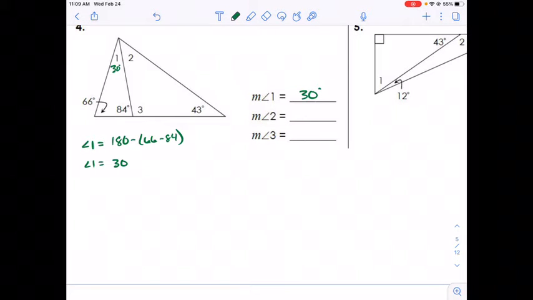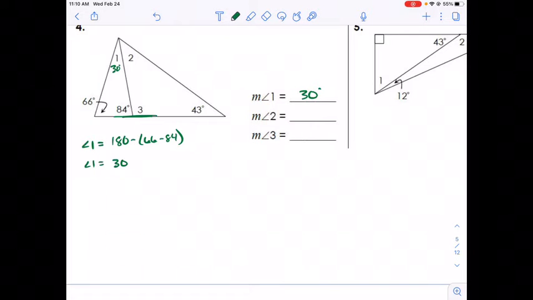Now, the quickest way to find, we could find angle 2, because 84 is the exterior angle for angle 2 and 43. One other way to look at angle 3 is, notice that these two form a straight line here, 84 and angle 3. That means they're a linear pair, which means they're going to equal 180.